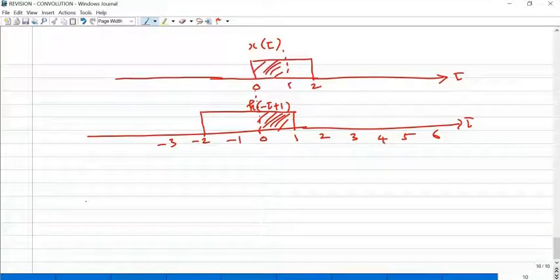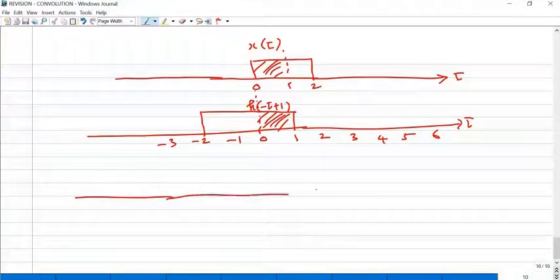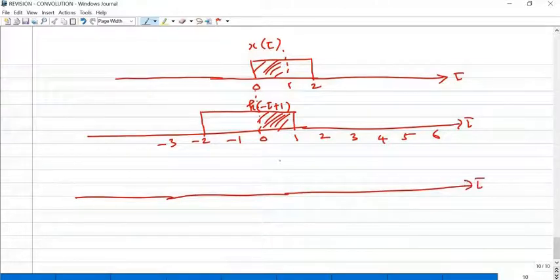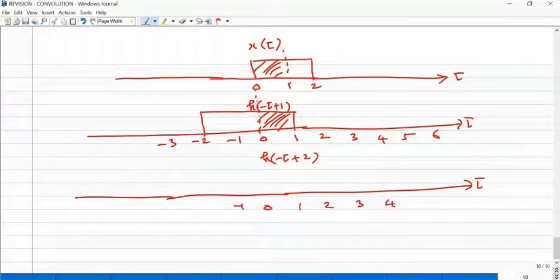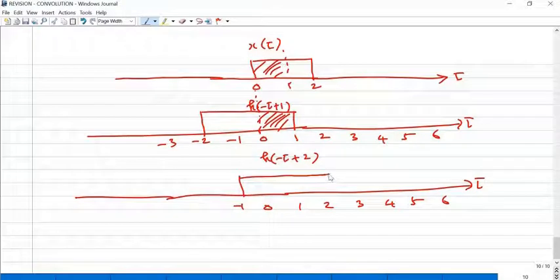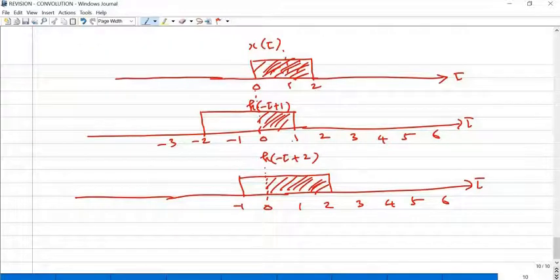Next, draw the signal for h of minus tau plus 2, or 2 minus tau. So minus 1, 0, 1, 2, 3, 4, 5, 6, and now the signal is from minus 1 to 2. See now, this entire 0 to 2 portion will get overlapped with 0 to 2. This is called full overlap. This is called partial overlap.